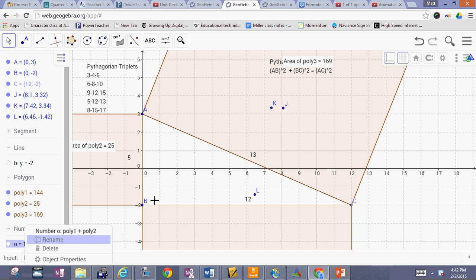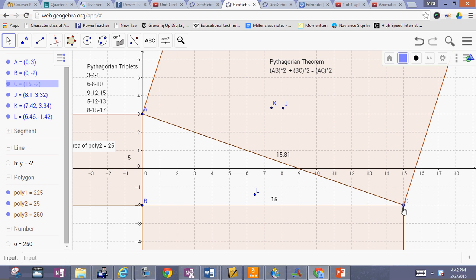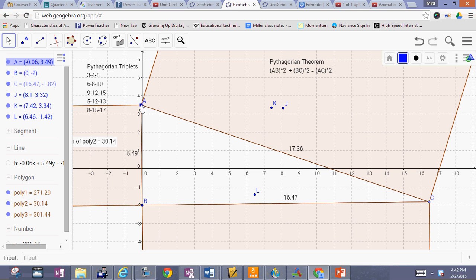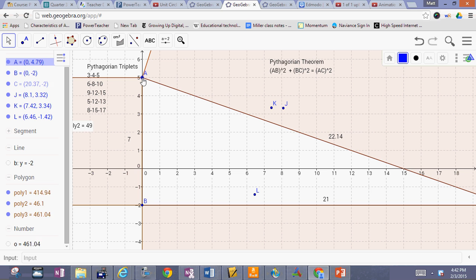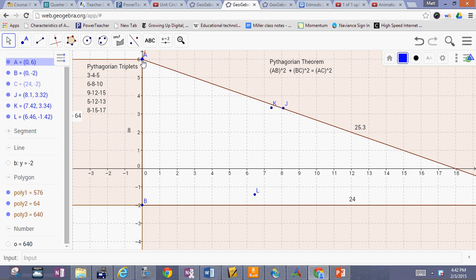I guess we have to show you this 8, 15, 17. All right, so I'm going to pull this out to length 15, and this one will go to length 8. So I guess I could bring this up a couple more units. 6, 7, 8. There we are. Snap right in place.